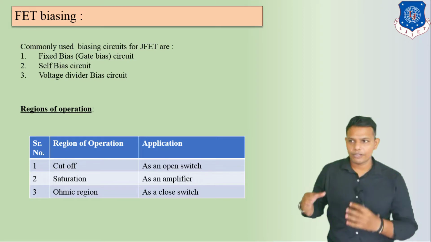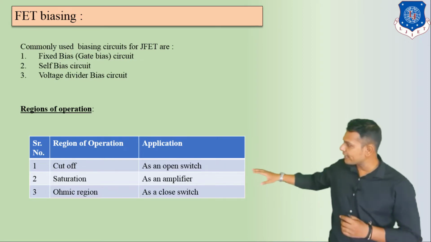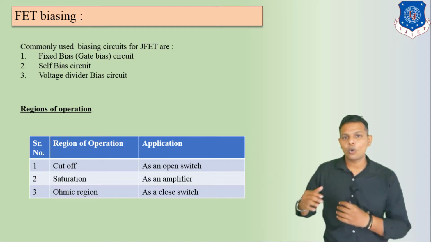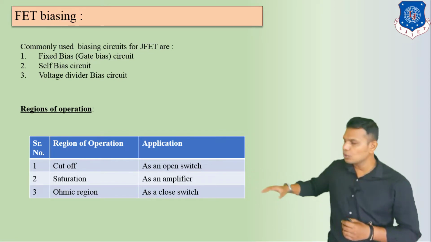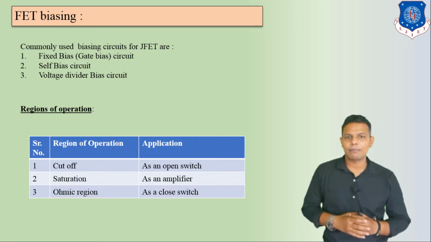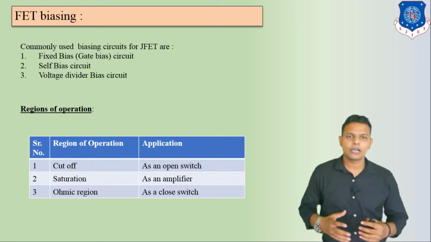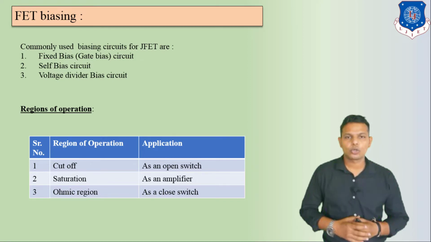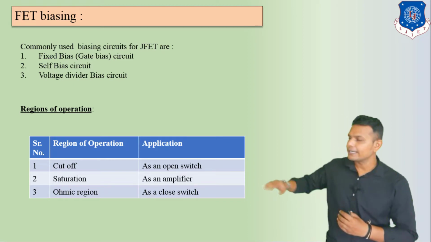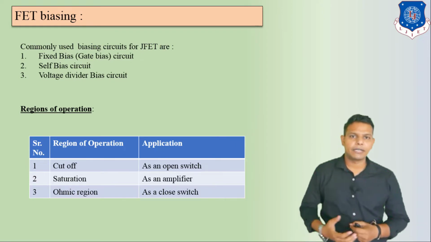We are going to discuss its regions of operation. Number 1, cutoff region, whose application is as an open switch. Number 2 is saturation region, whose application is as an amplifier. And number 3 is ohmic region, whose application is as a closed switch. So we are going to bias this FET in these types and discuss its stability.